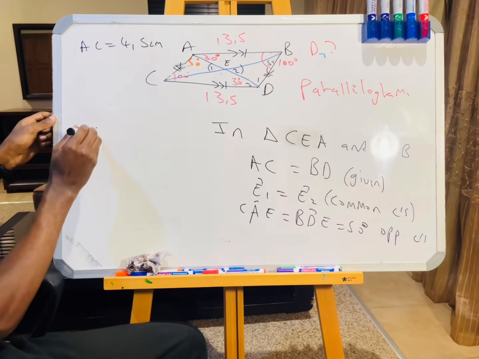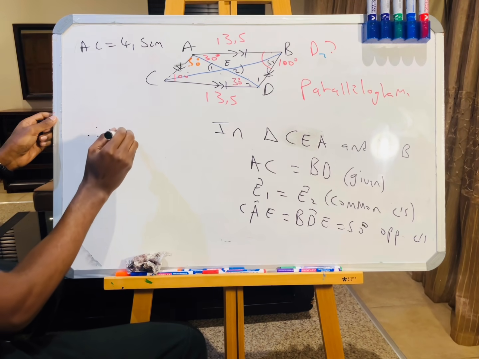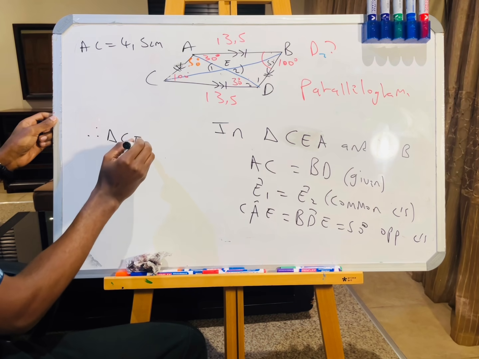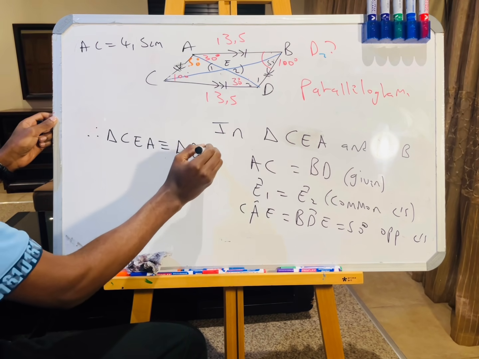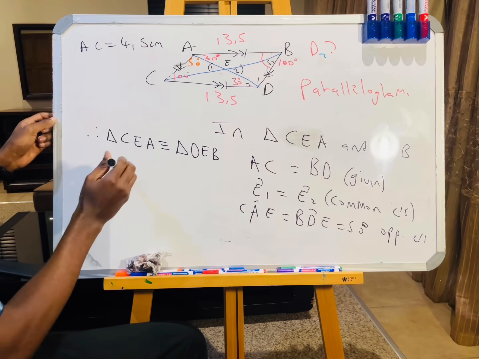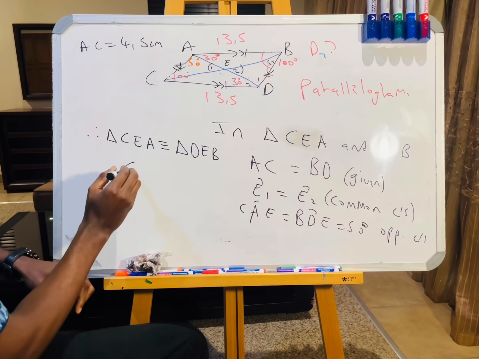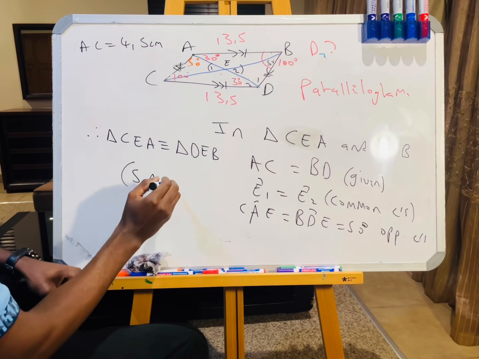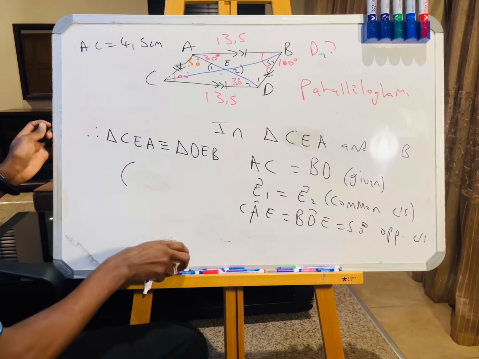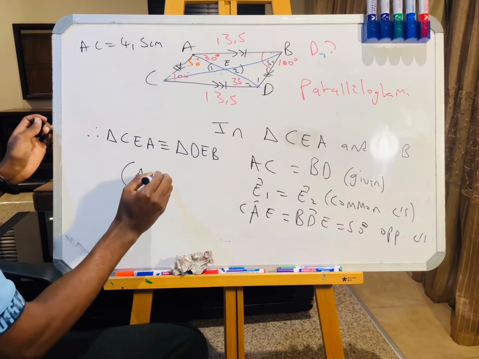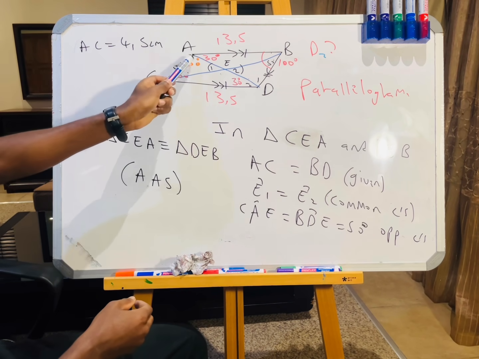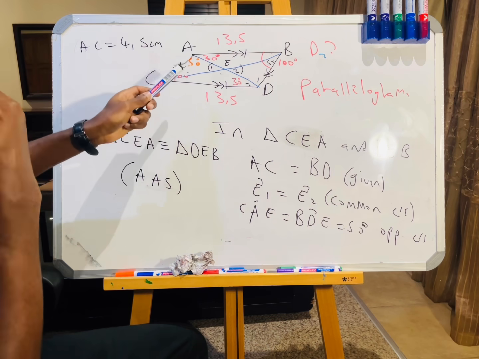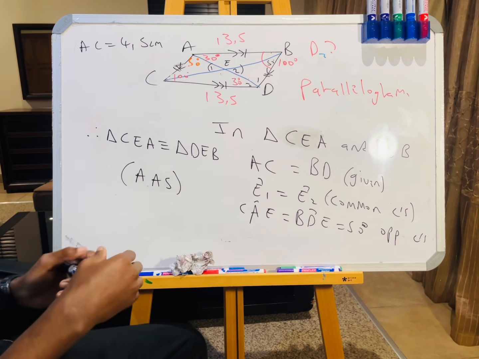I'm going to say, therefore, triangle CEA is congruent to triangle DEB. My reason is this guy. It's going to be side angle. No, sorry. It's going to be angle side, because you are given two angles. Basically, it's two angles and one side. So angle side.